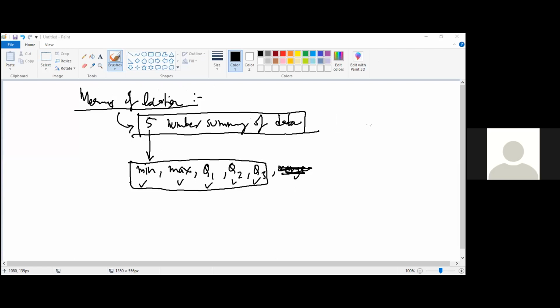So I was talking about this 5-number summary of data, that is also alternatively called measures of location. Those 5 numbers are actually min, max, Q1, Q2, and Q3. Min means minimum of the whole data, max is maximum. Q1 is the first quartile, also called the lower quartile. Q2 is the middle quartile. Q3 is the upper quartile.